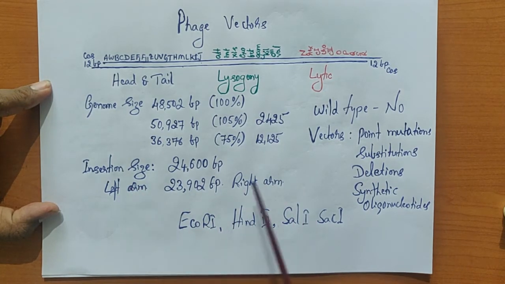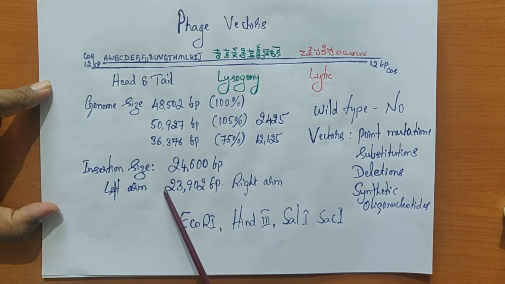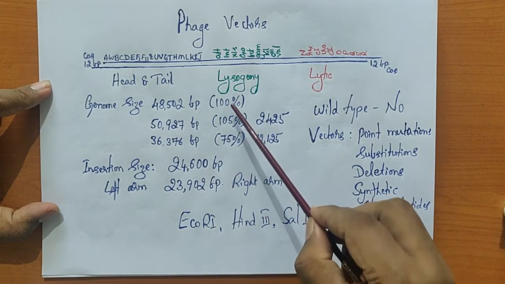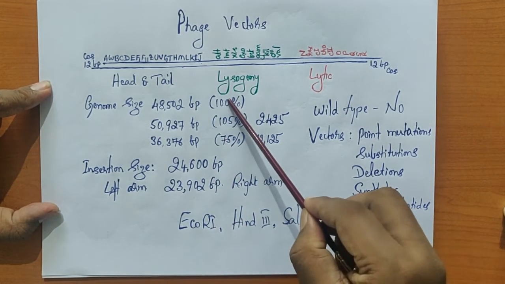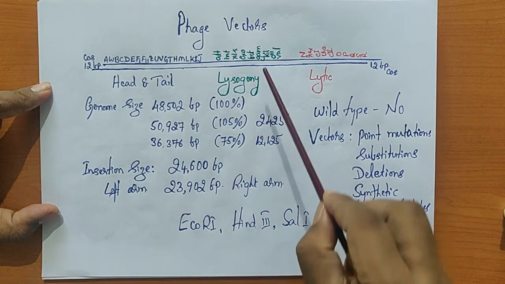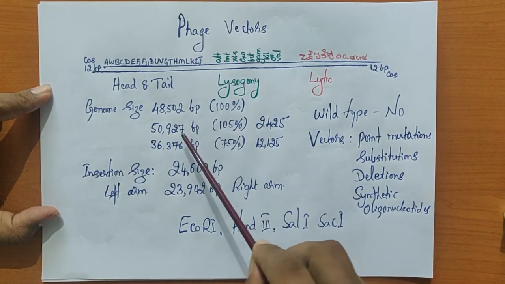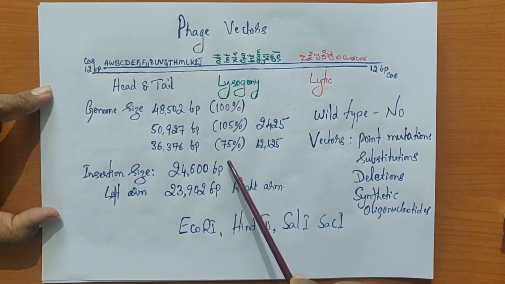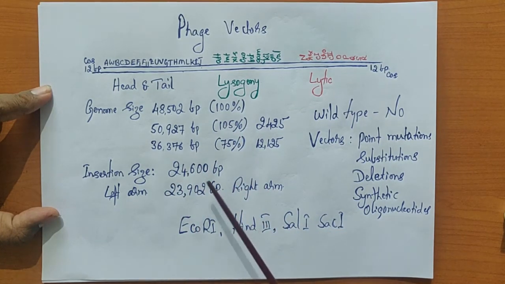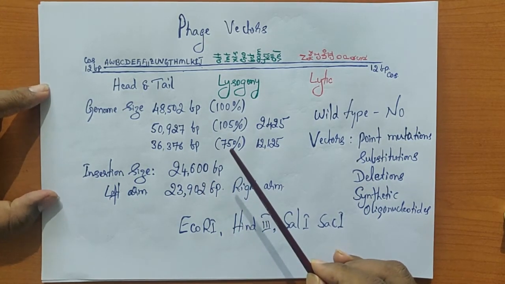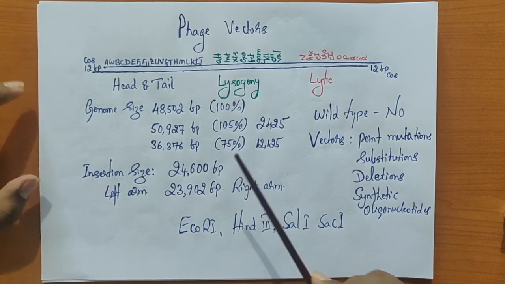So if you want these two things to get packaged, we have to insert a DNA, and the length of the DNA should come between 75% and 100%. So that is the space we have, where we can incorporate between 75 to 105. During this, we can insert as big as 24,600 base pairs.